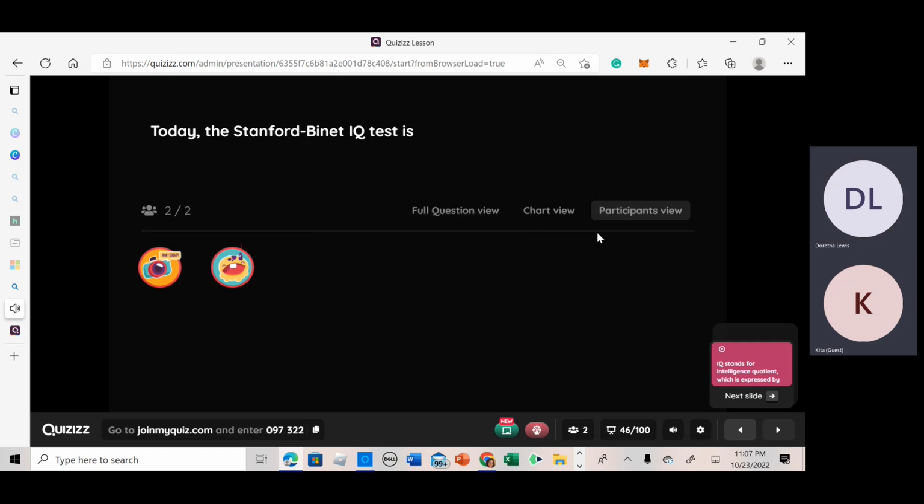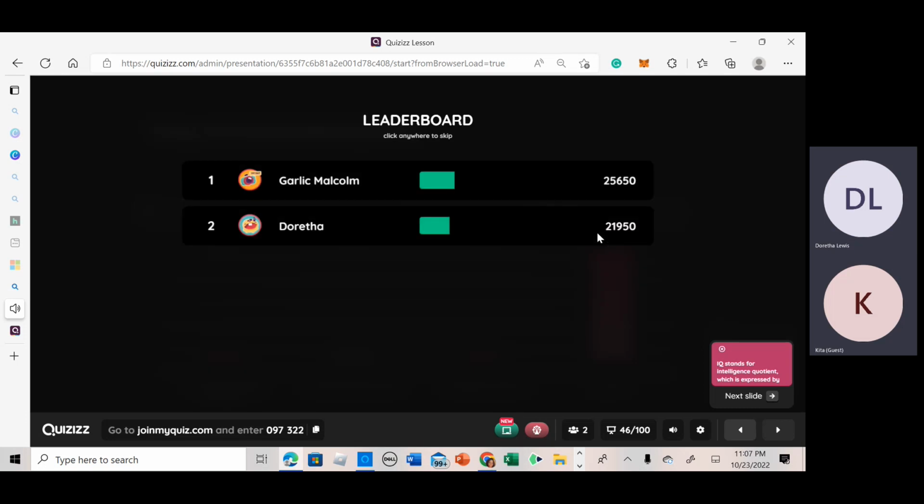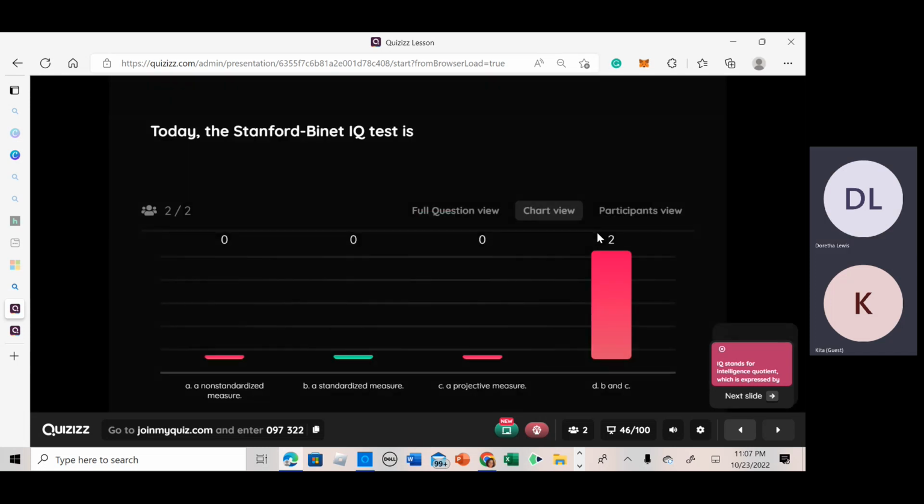Today, the Stanford-Binet IQ test is B, a standard measurement. The Stanford-Binet is standardized because the scoring and administration procedures are formal and well delineated. Measures which are not standardized, choice A, lack procedural guidelines for scoring or administration and do not include quantitative information related to the standards of performance.